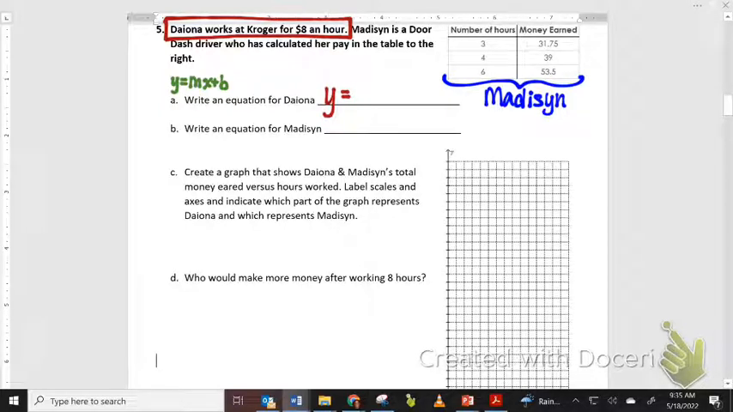Can we pick any number? No, I'm looking at Diana's information. This is Madison's over here. I want Diana's. y equals 8x plus 0. So $8, that's right here. Each hour, that's right here. How much did she start with? Or how much did they give her up front just for showing up? Nothing. So plus 0. They don't give her any money just for showing up that day.